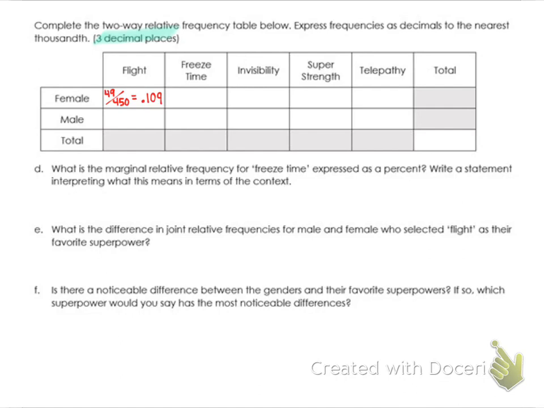So out of flight, 51 were male. So 51 out of 450. Again, it should always be 450. If we're not talking about a specific row or column, that's what we're going to do in the next section. So these situations, you're just dividing by the total number of people. And so if you divide that in the calculator, you get 0.113. Okay.